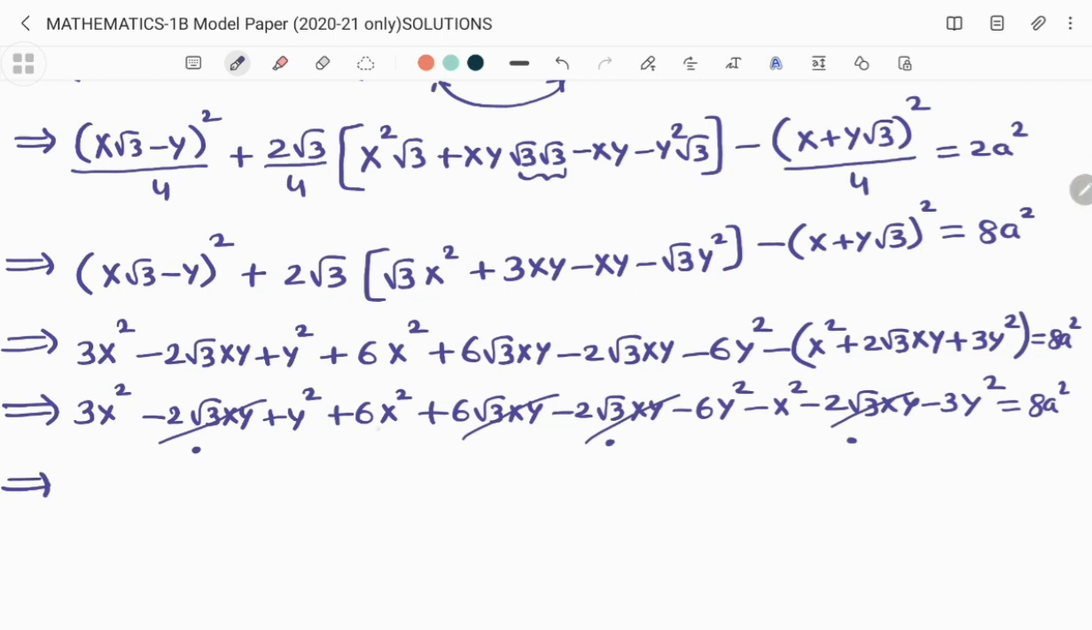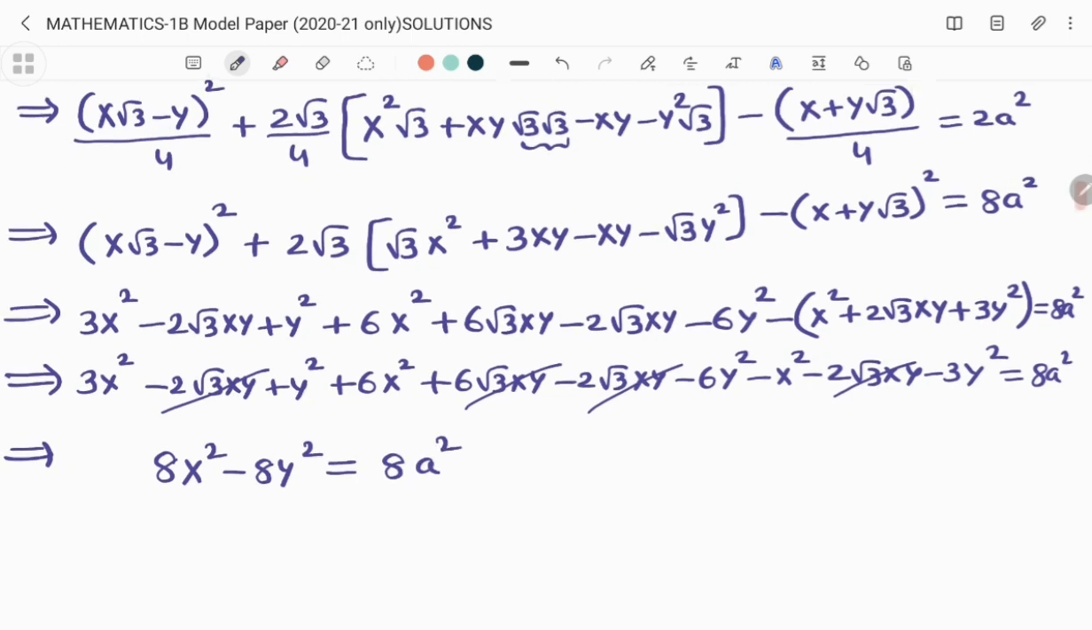Next x square terms we will take now. 3x square plus 6x square, 9x square, 9x square minus x square, 8x square. Now the dotted values you can eliminate, for convenience we can do that. Next, y square terms. Minus 6y square minus 3y square minus 9y square plus y square, minus 8y square, which is equal to 8a square.